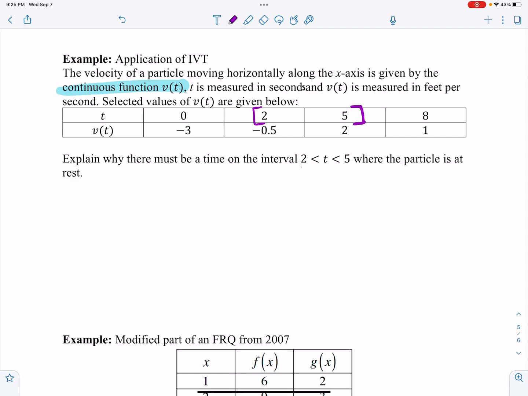And I realize it says an open interval here, but that's just saying that there must be a value of t between 2 and 5. We can see what the velocities are at 2 and 5. So there must be a velocity between 2 and 5, not including 2 and 5, where the particle is at rest, meaning that the velocity would be 0. Okay? And since v of 2 is negative and v of 5 would be positive, that means that yes, there would have to be a velocity equal to 0 between t being 2 and 5.